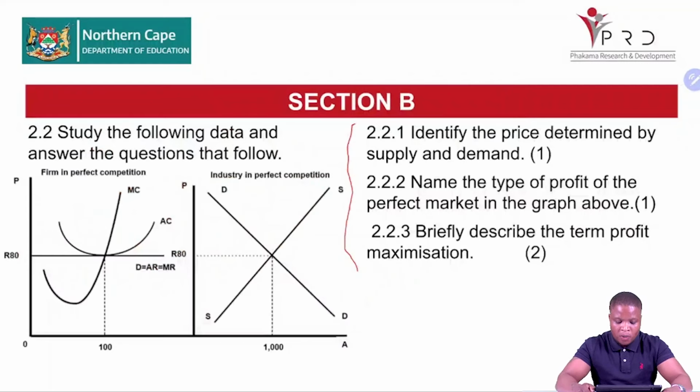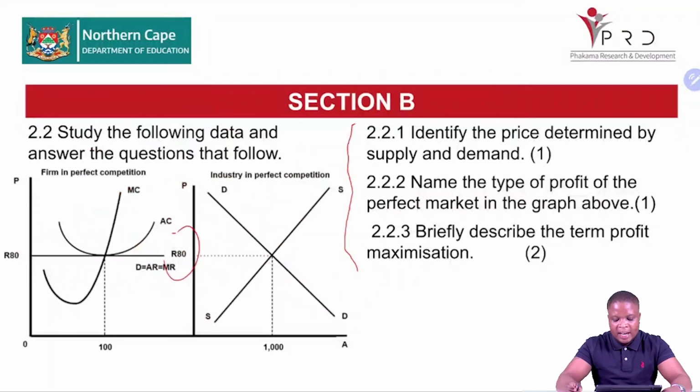Right, grade 12, our time is up. Let's see what you have there. 2.2.1, identify the price determined by supply and demand. So you come here, you look at the price that is determined by the market forces.